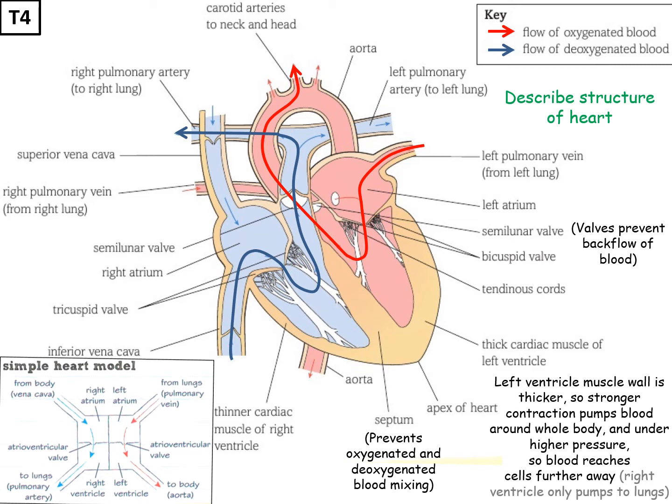The right ventricle muscle wall is much thinner, and that's because the blood only needs to be pumped to the lungs, so it doesn't need a strong contraction, otherwise the blood vessels in the lungs will be damaged.